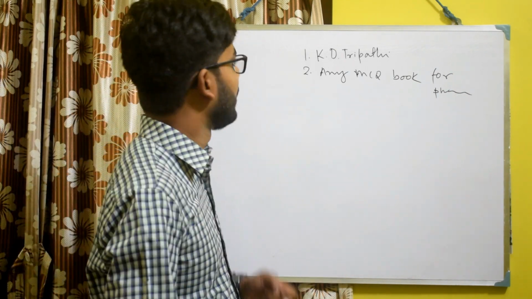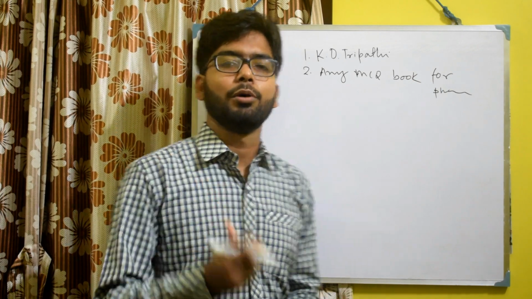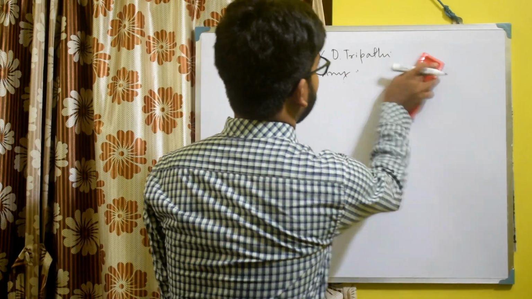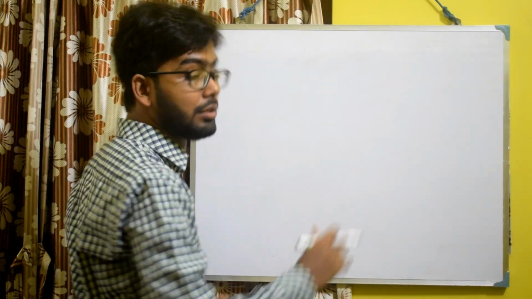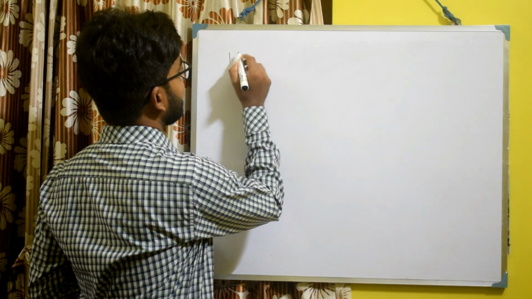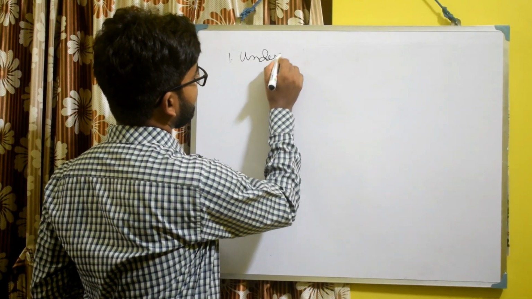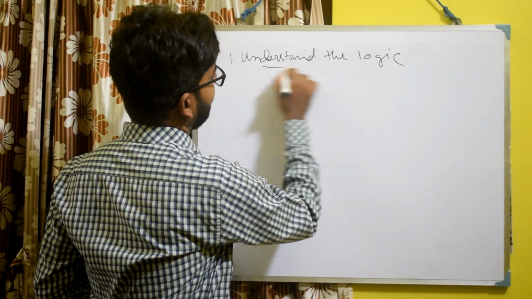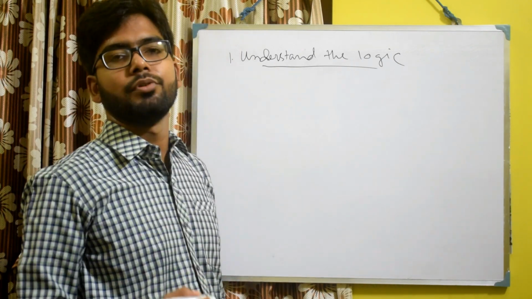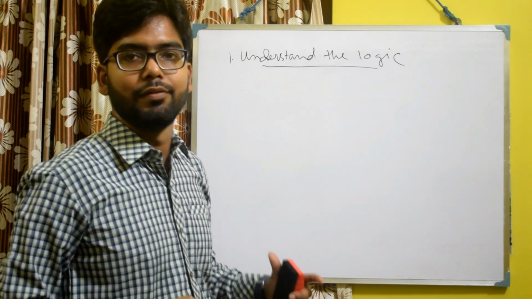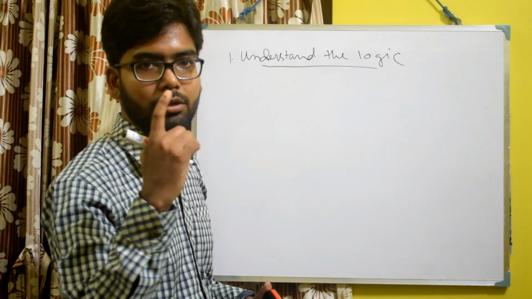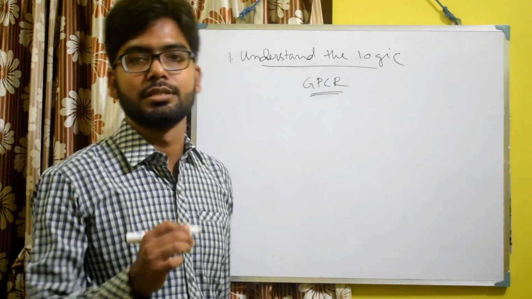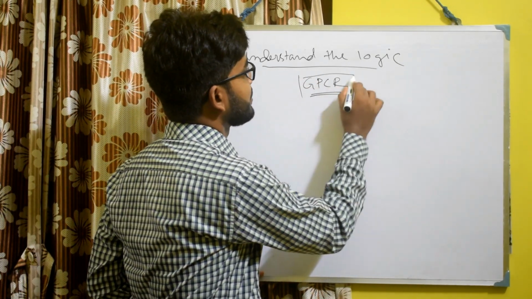Then coming to the points: how you should study pharmacology. First, you have to study pharmacology logically. First, understand the logic. What is the logic? Maximum drugs of your syllabus act through one receptor, which is the GPCR, G protein coupled receptor. Understand GPCR pharmacology very well.